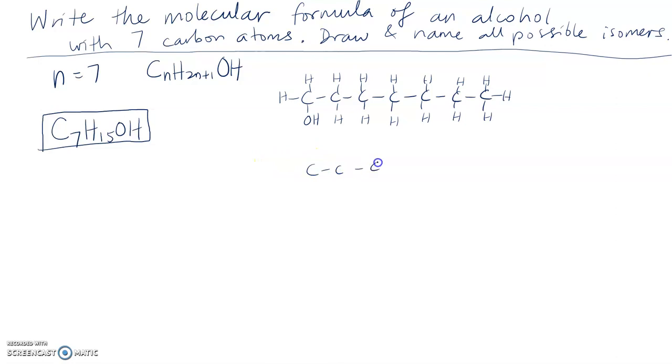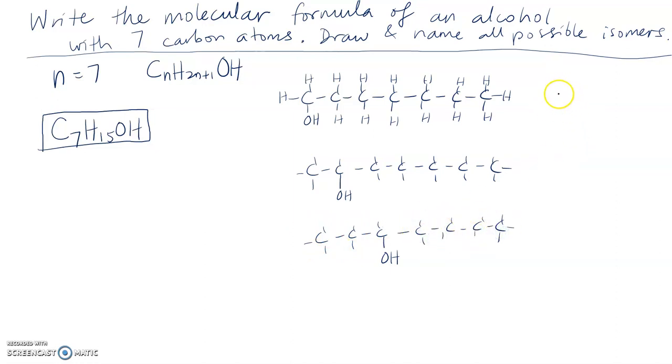Let's look at the second one. Okay, I will move the OH to the second carbon. Alright, and all the others, we fill in with H. Okay, to make this video short, I'm not going to fill up all the H. Okay, to draw the next isomer, I'm going to move the OH again to the next carbon, which is carbon number 3. Yep, that's another isomer.